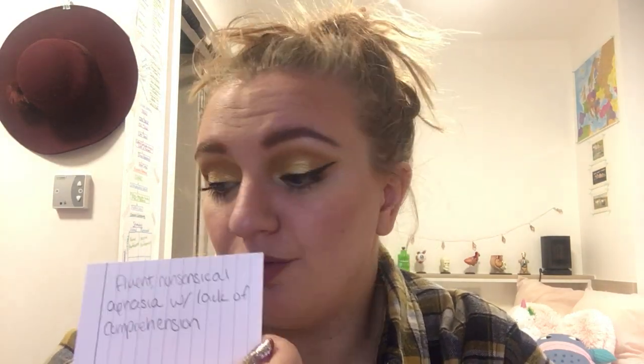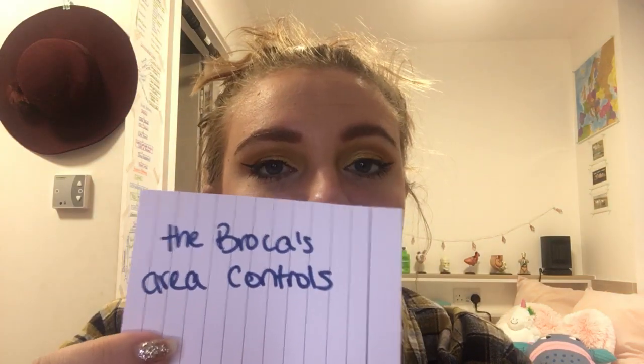Okay, so now getting into what happens when we have damage to that. Wernicke's aphasia, that's damage to the Wernicke's area. What does that result in? Basically, it makes it so that you can no longer comprehend language if you have damage to your Wernicke's area. The Broca's area controls the motor function of speech. So that's what allows us to speak and make sense.